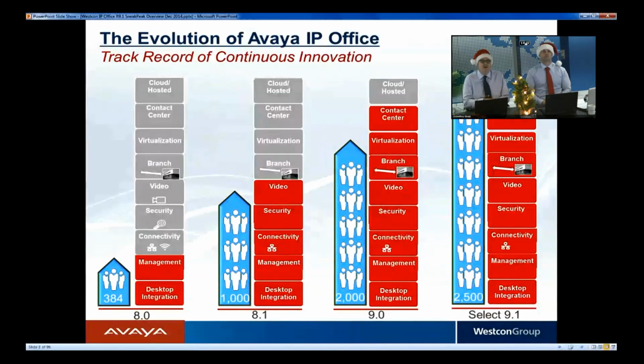When release 8.1 came out, we had the introduction of video and security with the SBC and the acquisition of Radvision. When release 9 came out, that gave us virtualization on the server edition and contact centers, and we had two of those with the IPOCC and the ACCS. With the fantastic introduction of release 9.1, we now have increased capacity, lots more collaboration, and a cloud and hosted offering for IP Office.